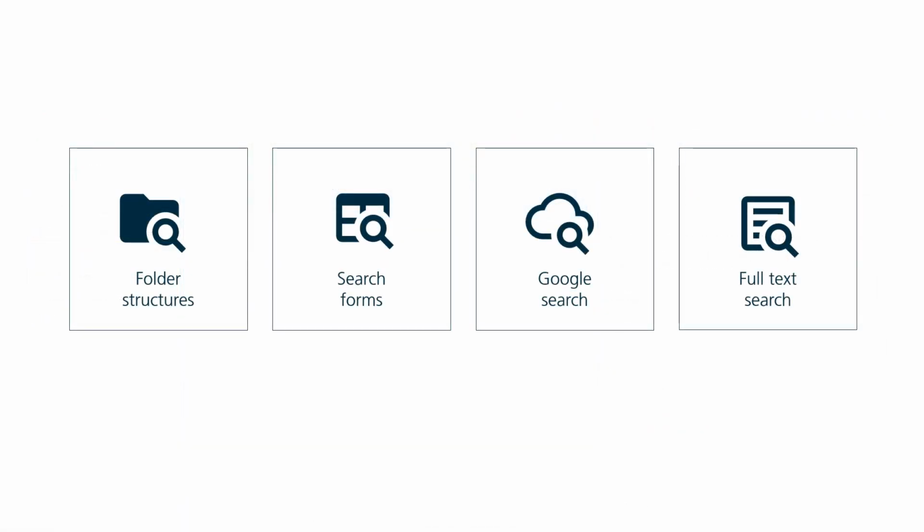Time to wrap up. You saw how to find documents in folder structures, using search forms, using Google-like metadata search, and finally doing a full text search. And most importantly, you saw the winning combination of search forms and the full text search, finding the right document in the blink of an eye, even among millions of documents.